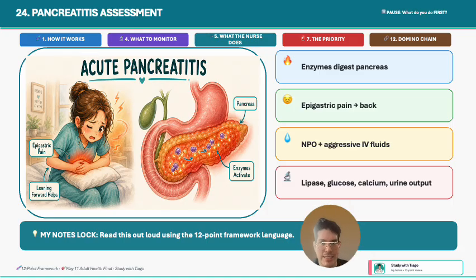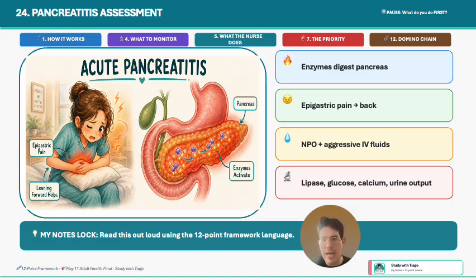Assessment for pancreatitis starts with the pain pattern and the systemic picture. The pain is usually upper abdominal or epigastric and may radiate to the back. Okay, it may worsen after eating. The patient may lean forward or curl up because they are trying to reduce the pain. Nausea and vomiting are common, right?